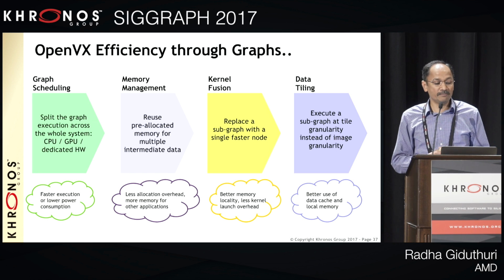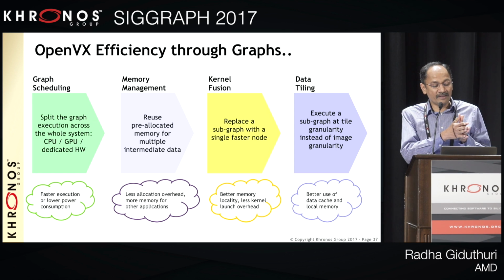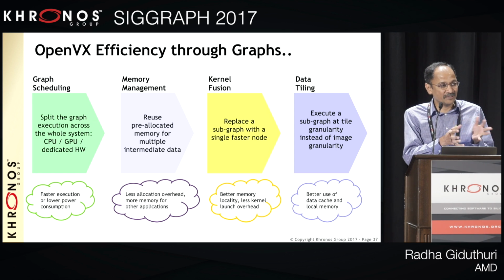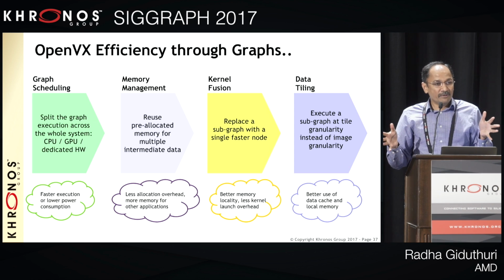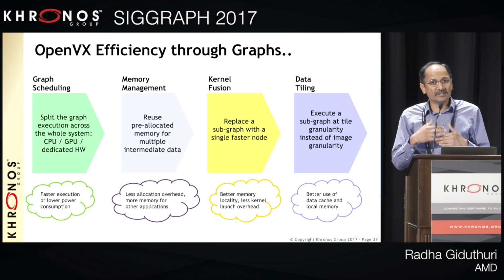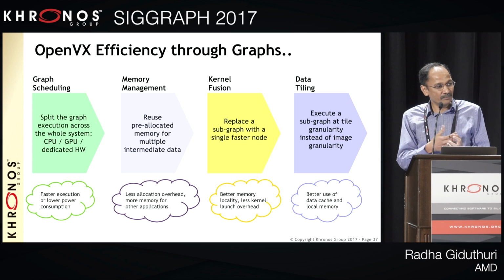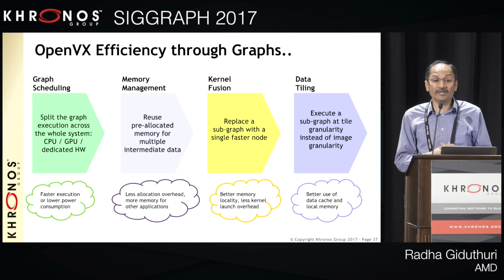And the second part is memory management. Given that we specify a graph and every data object is some kind of abstract object, if there are several intermediate buffers, an implementation, OpenVX, doesn't have to allocate all the buffers. What it can do is just allocate a couple of buffers and try to reuse them, because they're all intermediate buffers, and the application doesn't need them. So it gets you a better memory allocation.